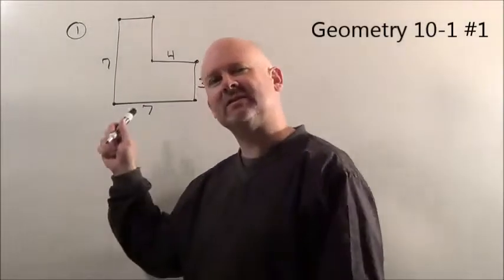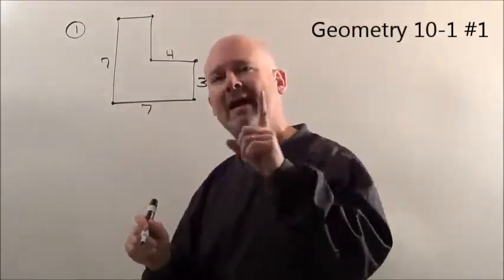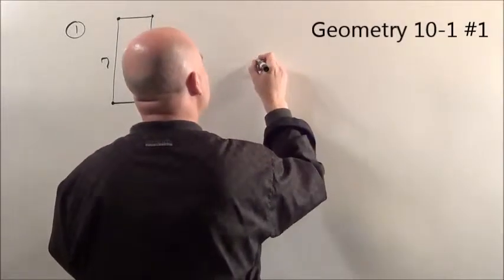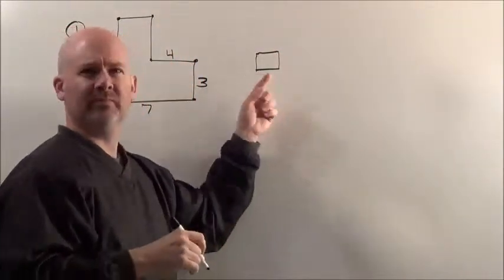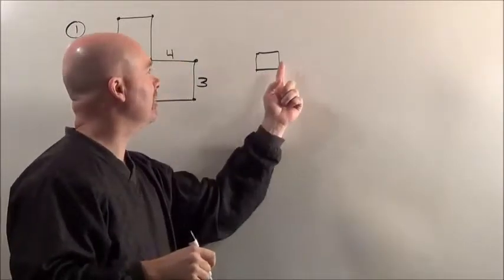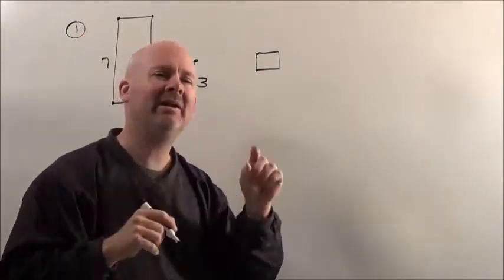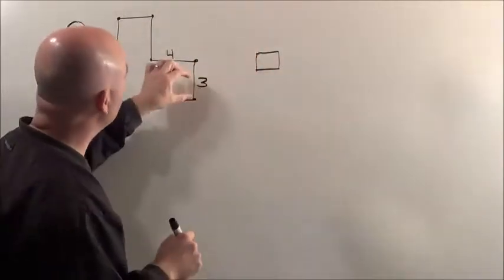Here's figure 1 asking us to find the area of the shape. Now remember, area is literally asking us how many squares, whether it's an inch by an inch or a centimeter by a centimeter or a mile by a mile, how many of those would fit in here?